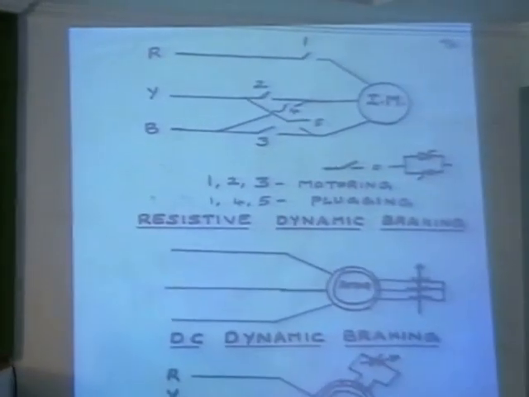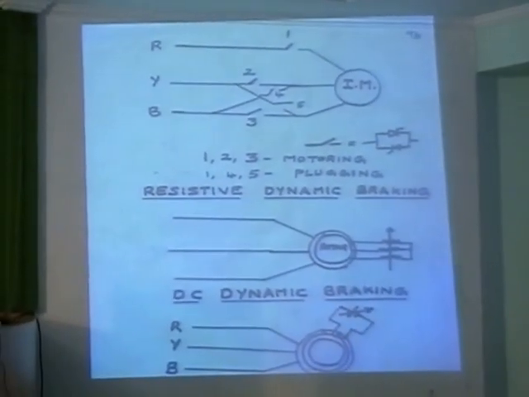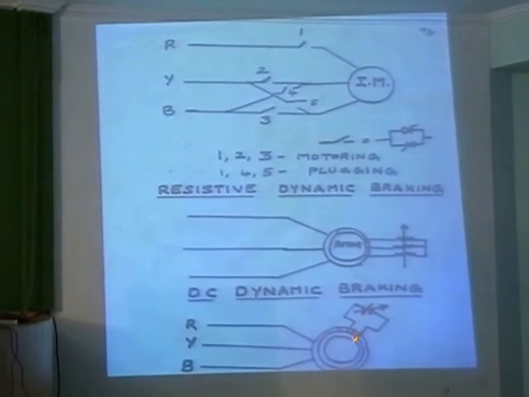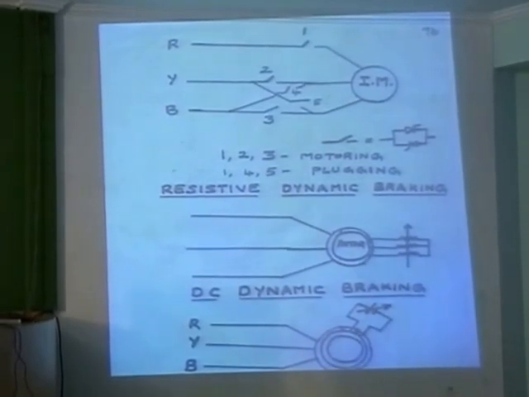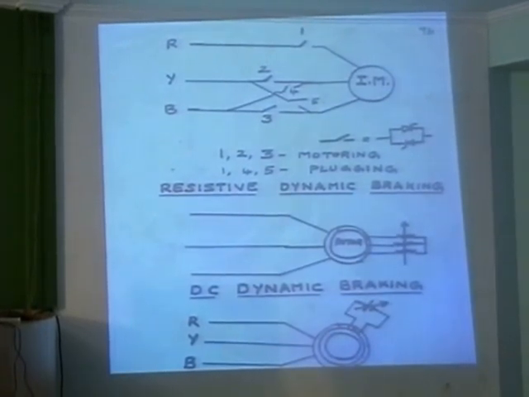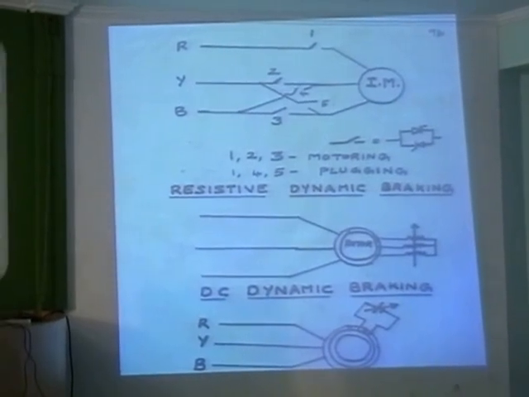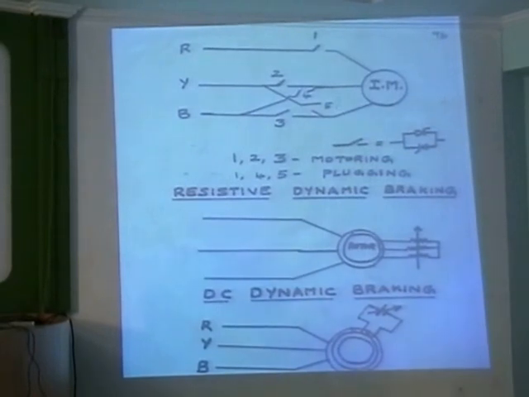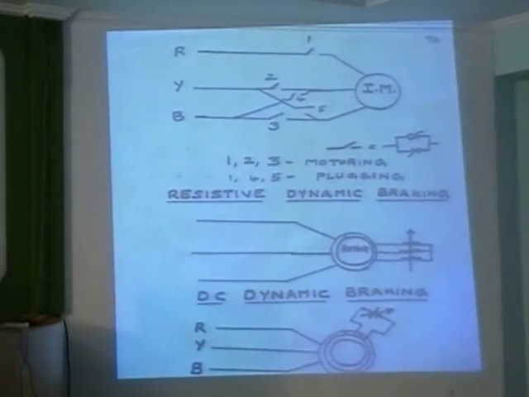In DC dynamic braking, you are applying DC to the stator of the induction motor. In addition to the AC, a small DC is applied. This is used in lifts actually. So in the lift, you want to stop the lift, then you press that red button. When red button is pressed, this circuit is closed. I have the DC source.